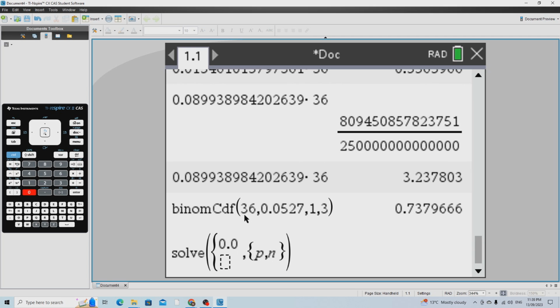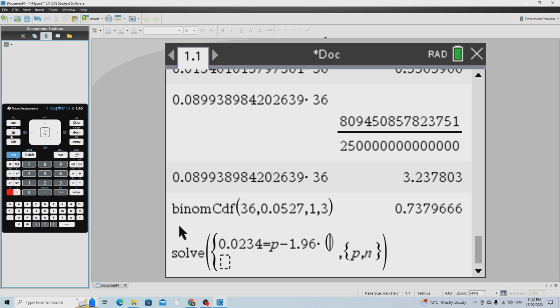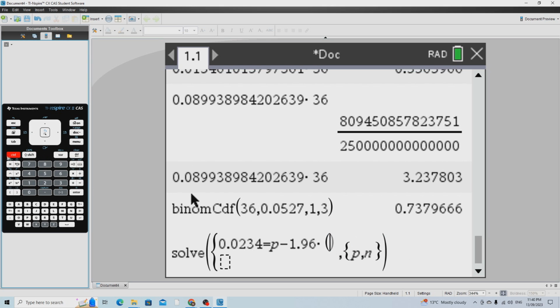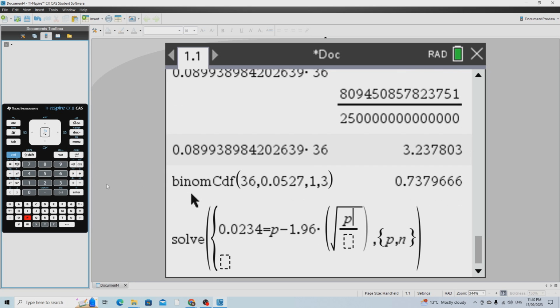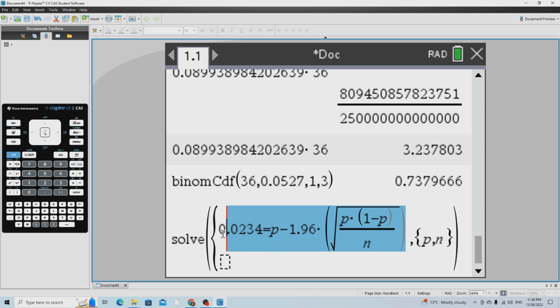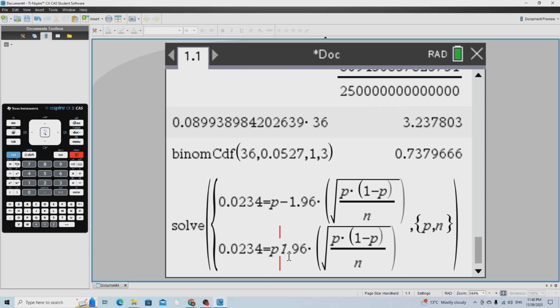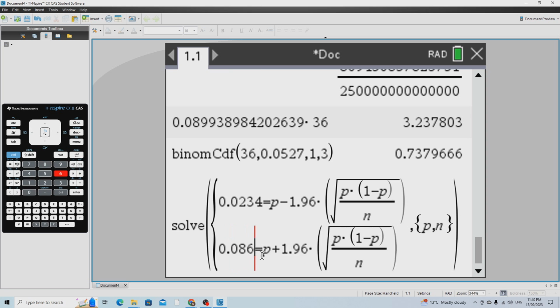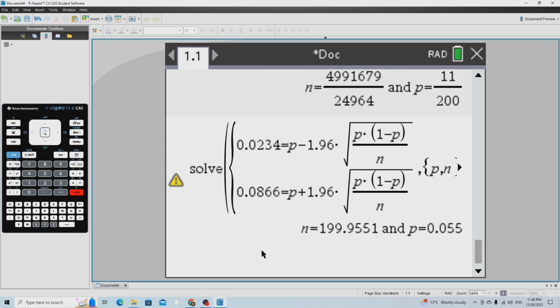Okay, so we want 0.0234. Yep, 0.0234 equals P minus 1.96 times the square root of P times 1 minus P over N. Okay, I'm going to copy this, paste over here, put a plus here, and change this over here to 0.0866. N is therefore 200.